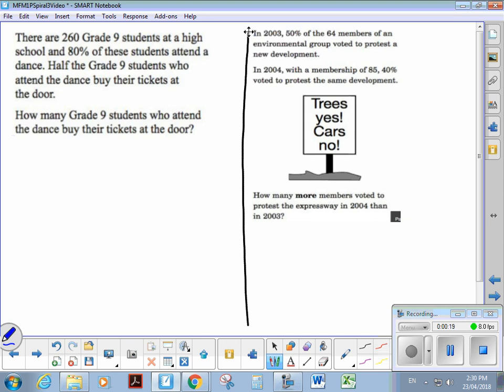There are 260 grade 9 students at high school. 80% of these students attend a dance. Half the grade 9 students who attend the dance buy their tickets at the door. How many grade 9 students who attend the dance buy their tickets at the door?